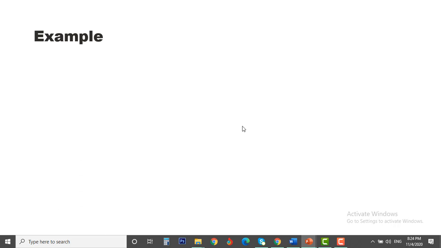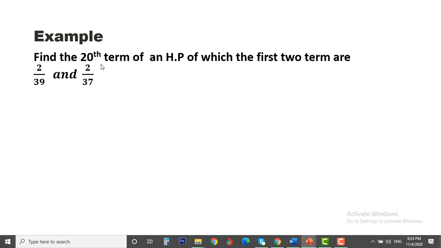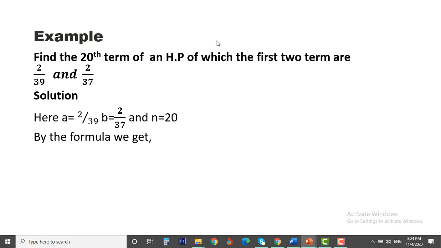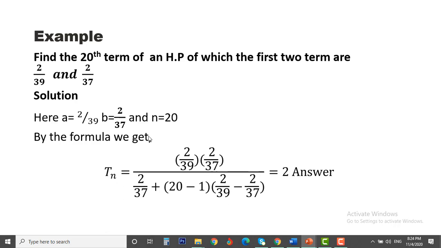Alright, now for example, find the 20th term of an HP, of which the first two terms are 2 upon 39 and 2 by 37. This is a sequence they have already mentioned is an HP, and they have asked us to find the 20th term. Given the two terms of the sequence are 2 upon 39 and 2 by 37, we use the formula. After substituting the values of A, B and n into my formula, this is what my final answer is, that is 2.